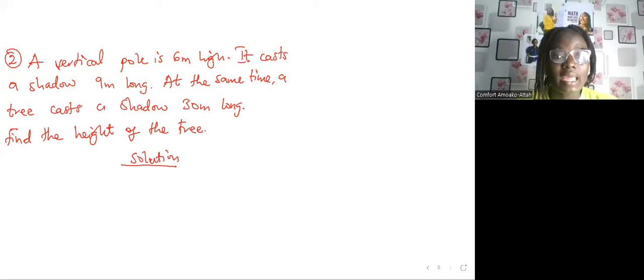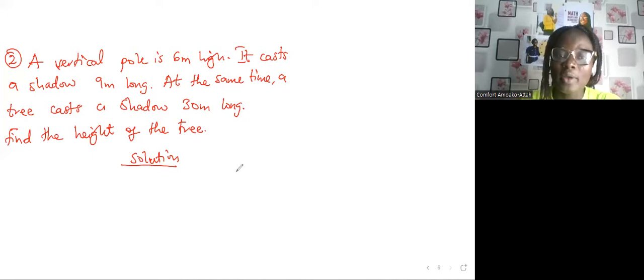So we have our second example, and it goes like this. A vertical pole is 6 meters high. It casts a shadow of 9 meters long. At the same time, a tree casts a shadow of 30 meters long. Find the height of the tree.